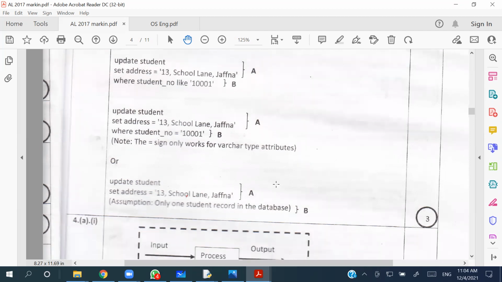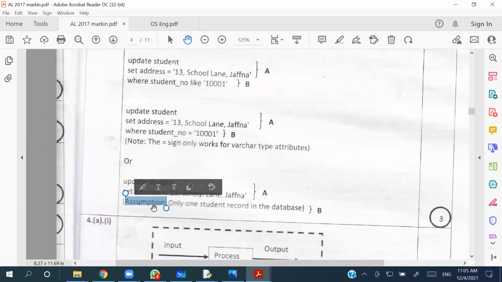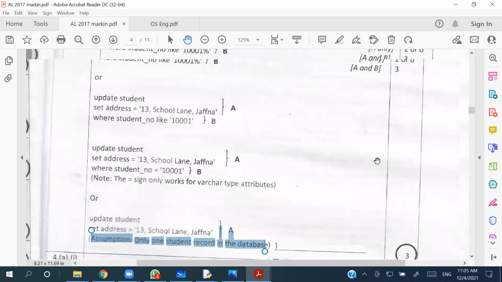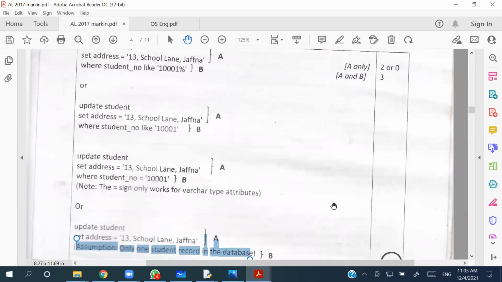Yeah, they have given marks for writing just these two lines. But in that case, you have to write the assumption saying there is only one student record in the database. Somehow you are given 3 marks for the answer. Right, so with that, the third question is done.